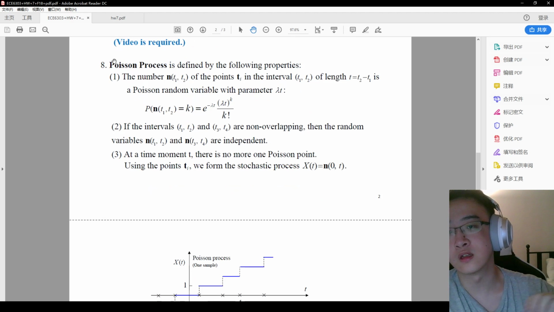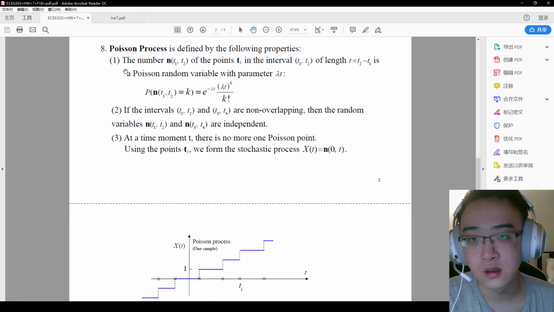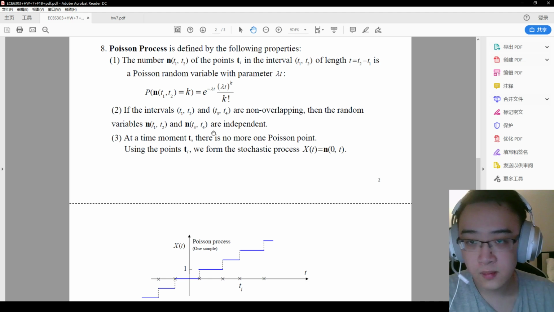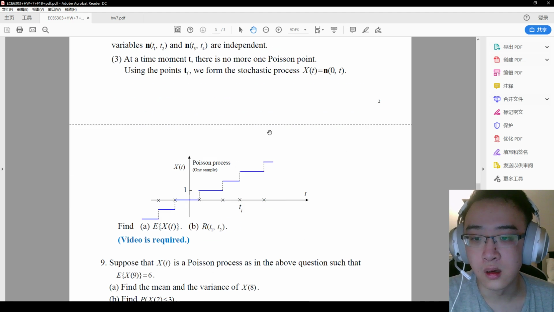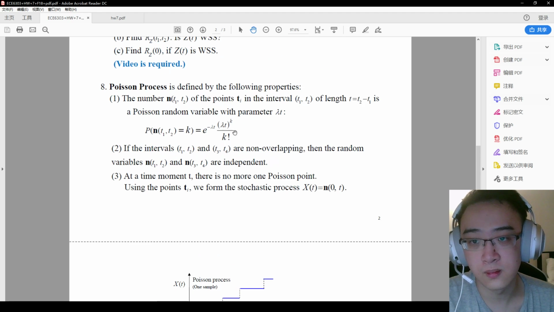So in this problem, we got a Poisson process question. We have these three features for the Poisson process. For question A, we need to figure out the expected value for this Poisson function, and for question B, we need to figure out the R(t1, t2) for this Poisson function.